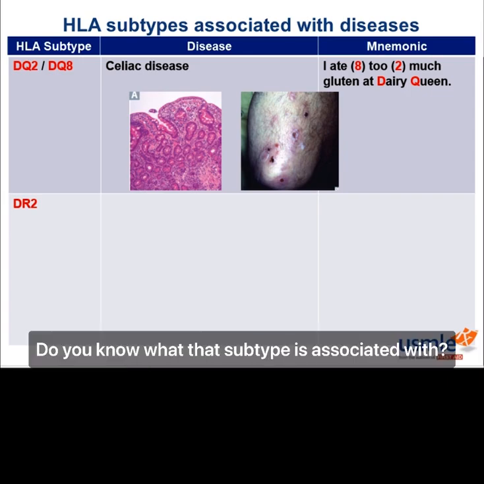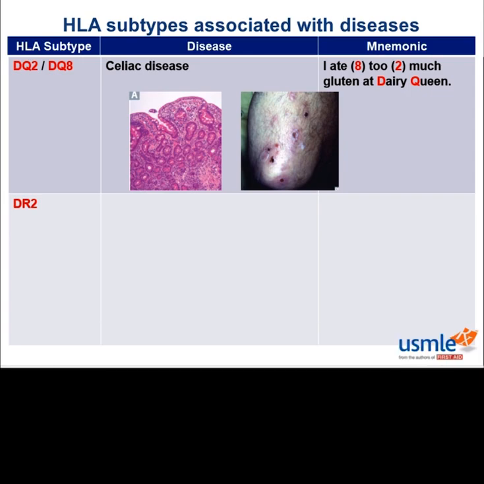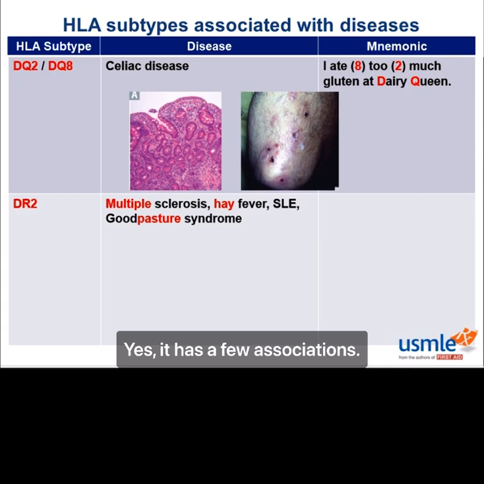Moving on to HLA-DR2. Do you know what that subtype is associated with? Yes, it has a few associations: multiple sclerosis, hay fever, SLE, and Goodpasture syndrome.